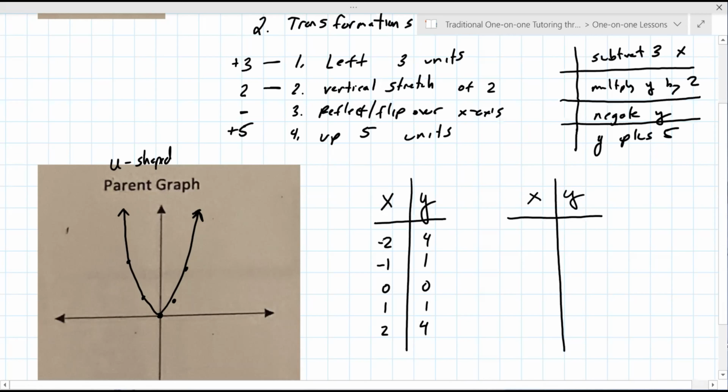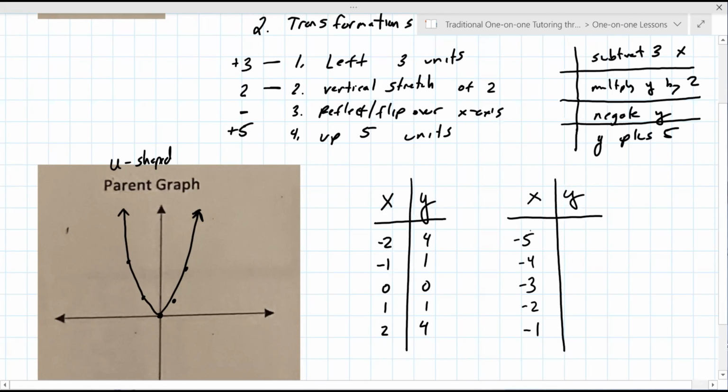Okay, so notice the first one only affects x. So you're going to subtract 3 from each of these x values. And you don't have to start here. You can actually start at 2. 2 minus 3 is -1. 1 minus 3 is -2. 0 minus 3 is -3. You might even start seeing a pattern when you do this.